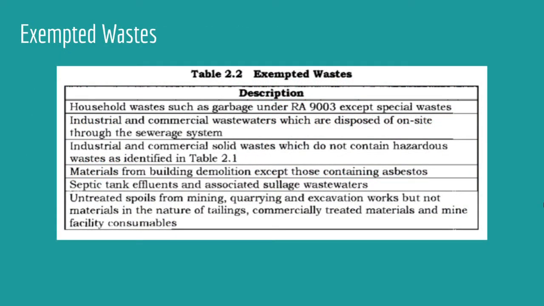Also included in the administrative order is a list of wastes that are exempted. These wastes are specifically exempted for various reasons. One example is household wastes, where having to monitor and regulate substances like pesticide and bleach is impractical.